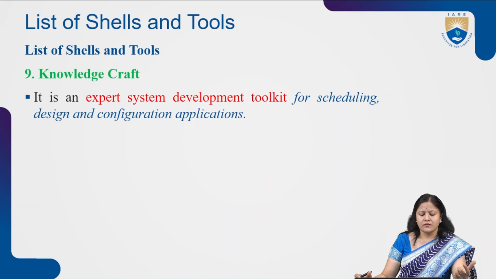The ninth one is Knowledge Craft. It is an expert system development toolkit. Toolkit means it is not a cell. It is a single tool which is used to develop a particular component of the expert system. Especially, it is used for scheduling, design, and configuration applications.